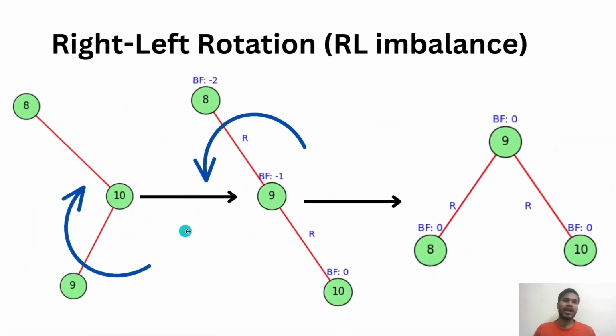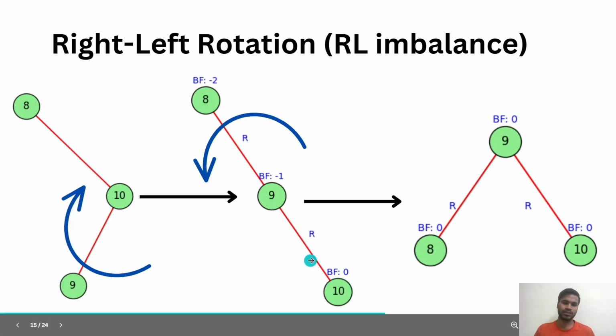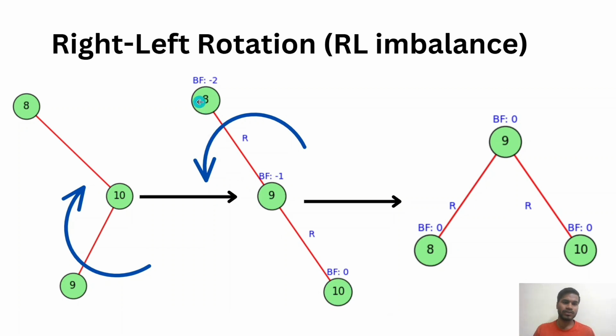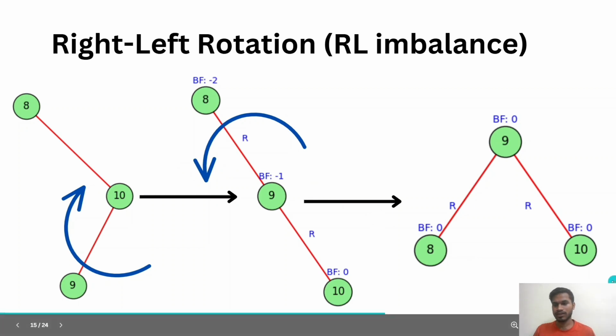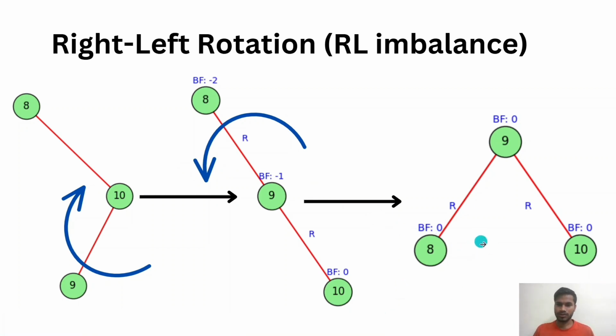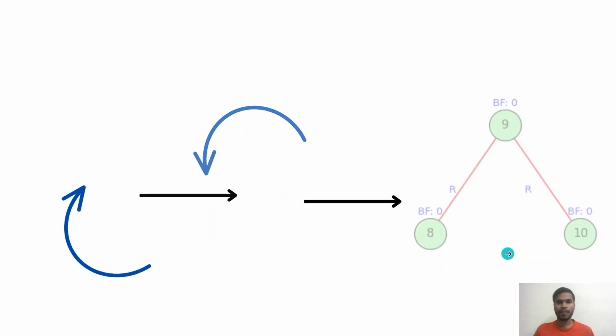Now let us understand right left rotation, RL imbalance, which is the last one. Here we can see that in this RL imbalance tree, the balance factor of all these nodes are 0, 1 and -1, -2. So we need to make a rotation in such a way that the balance factor of this node becomes either 0 or -1. We can make an anti-clockwise rotation through this edge, and now it becomes a structure having balance factor 0 in all these nodes. Now it's a balanced tree.